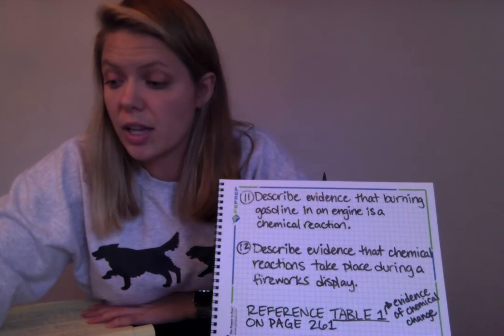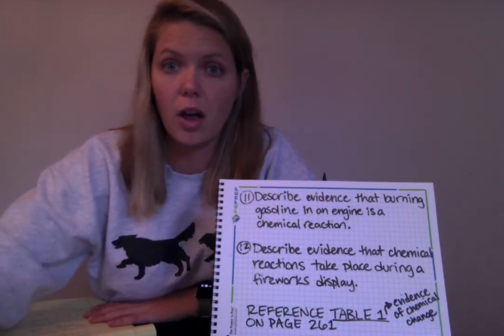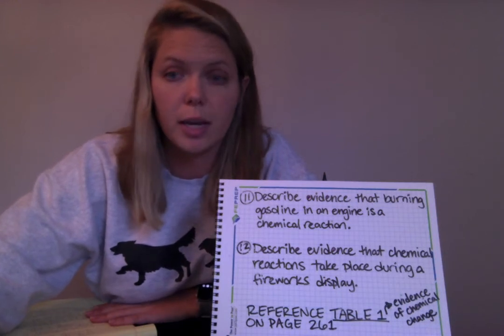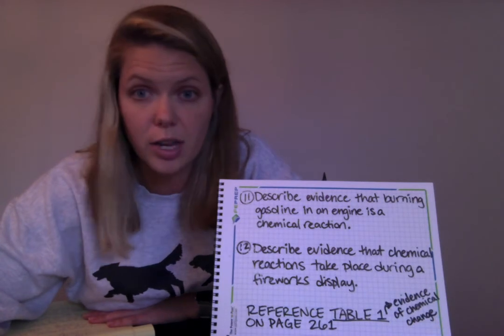So is there a formation of a gas? Yeah, we just talked about it, right? The exhaust coming out the back of the car is evidence for a chemical change. We could leave it there, or you could continue and talk about how there is a change in color, right?